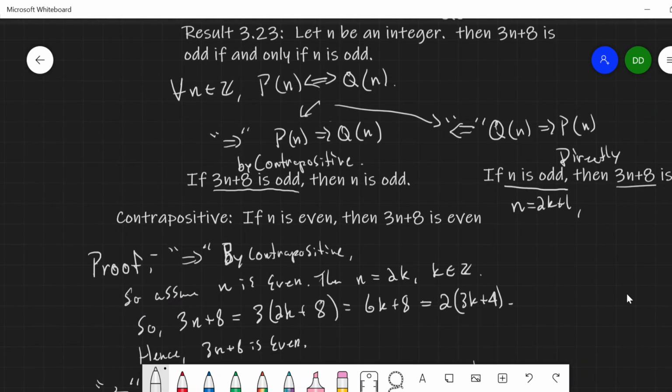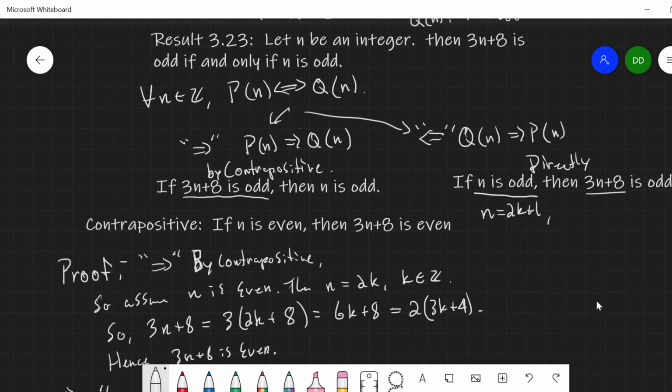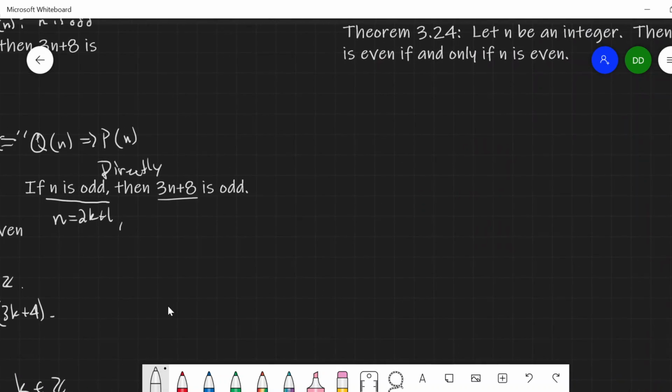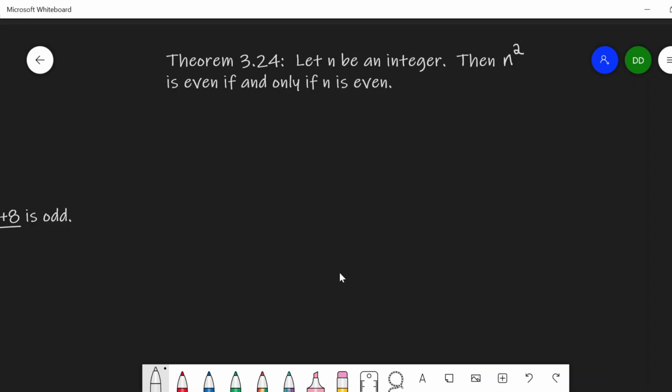All right, so that was result 3.23. Let's do one more result of this type, doing a proof of a biconditional using a contrapositive. And that's this one, theorem 3.24. So notice a lot of the things we've proven already are results. We reserve the term theorem for results that are of particular interest. So this one is particularly interesting because we know n squared is even if and only if n is even. This is something we'll use in the future. And so here we're stating this as a theorem.